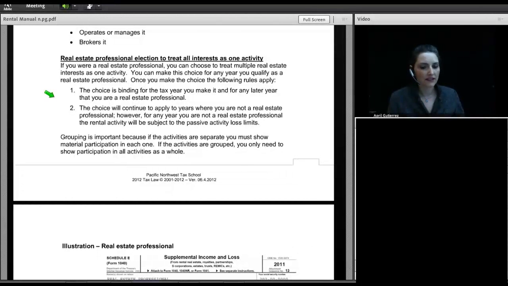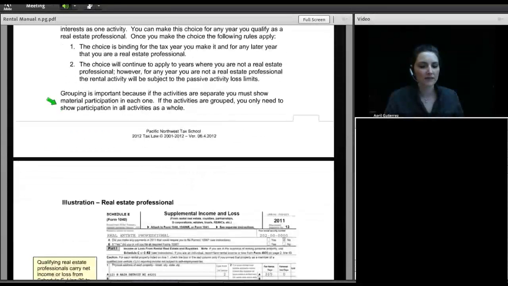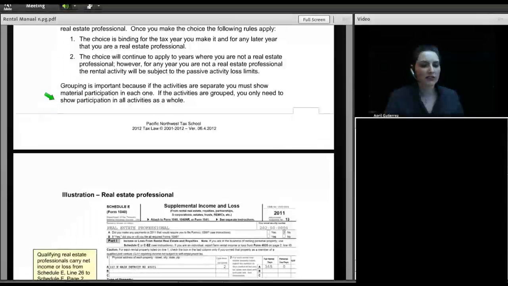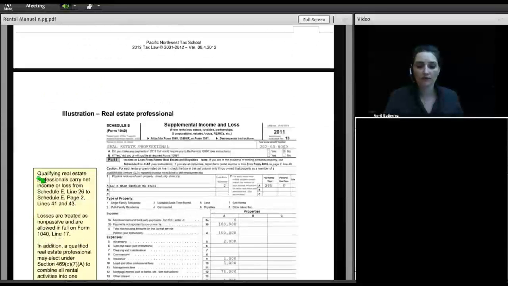If they do that, the choice is binding for the tax year you make it and for any later year that you are a real estate professional. The choice will continue to apply to years where you are not a real estate professional. However, for any year you are not a real estate professional, the rental activity will be subject to the passive activity loss limits. Grouping is important because if the activities are separate, you must show material participation in each one. If the activities are grouped, you will only need to show participation in all of the activities as a whole.